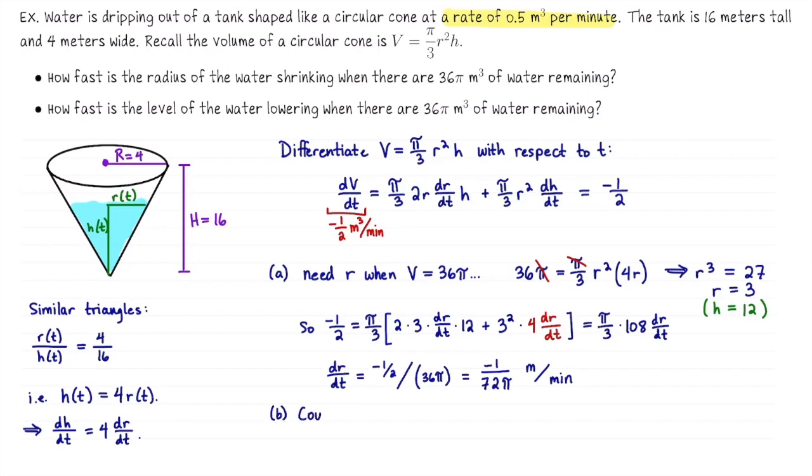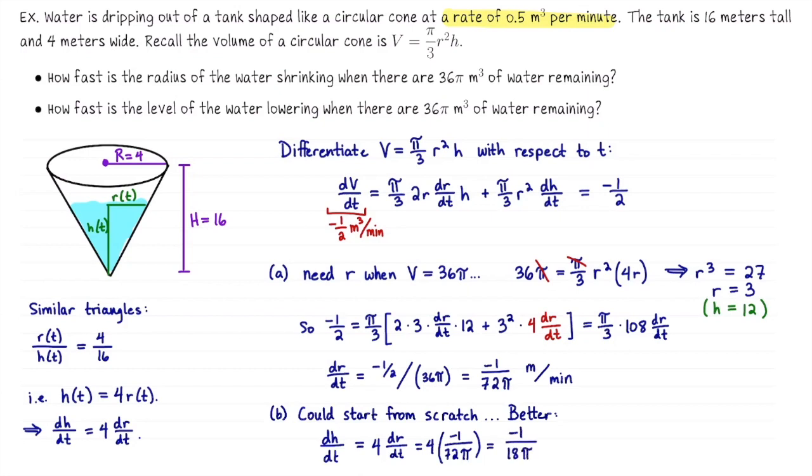Now to answer the second question, we could start the problem over from scratch, or I could go up to dV/dt and convert r's into h's, but there's a faster way. It's better to use our formula in the bottom left relating dh/dt to dr/dt, which we now know. So dh/dt is 4 dr/dt. So at the moment we're interested in, it's 4 times negative 1/72 pi. Therefore, dh/dt is negative 1/18 pi meters per minute.